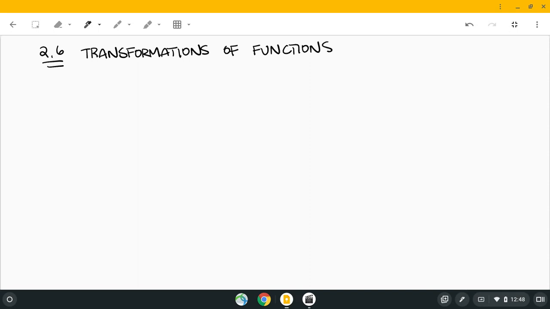Okay, so generally you're given a parent function. And we looked at some parent functions earlier in, I think, chapter P. Maybe it was chapter 1. So you're given a parent function f of x. Okay, and so we have these different transformations. We have the vertical shift.